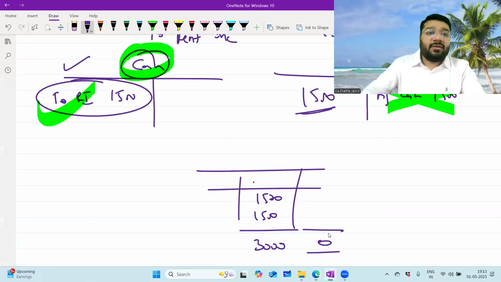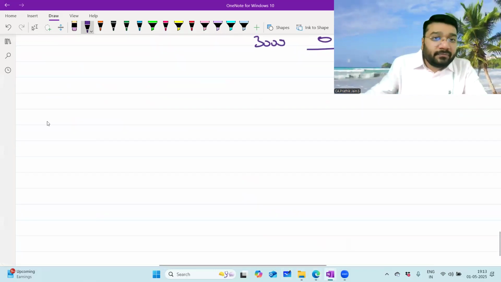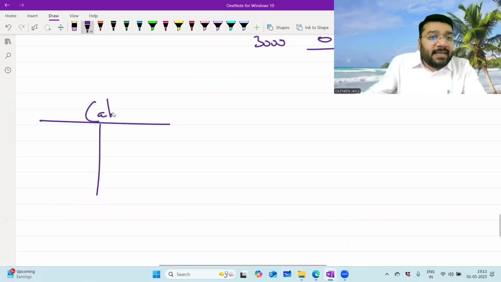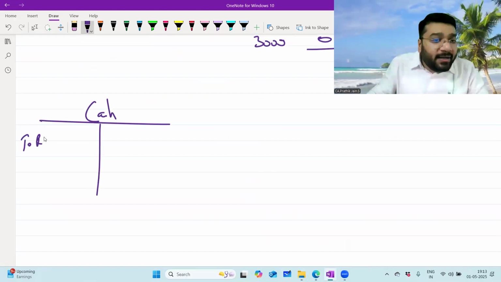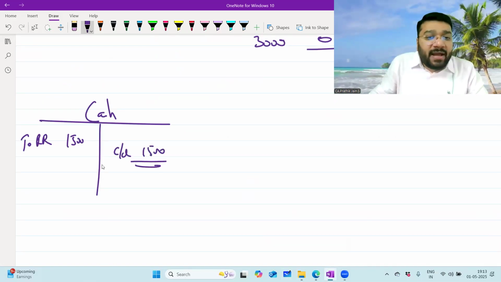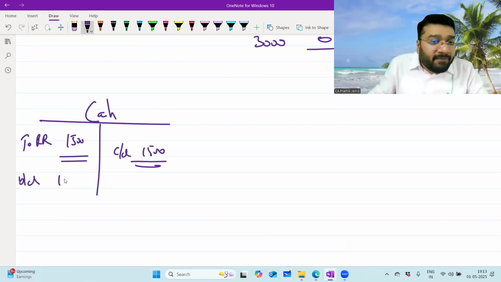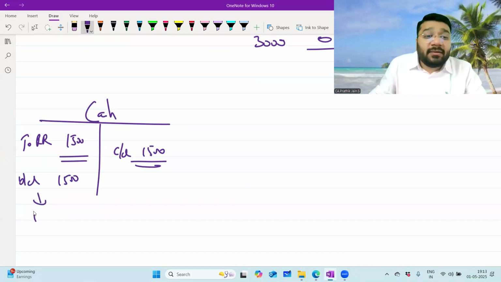I will explain one more time. In the cash account, you recorded properly. Which side did you record? To rent received 1,500. Carried down 1,500. Brought down 1,500. Brought down is coming on which side? Debit side. So this is a debit balance.